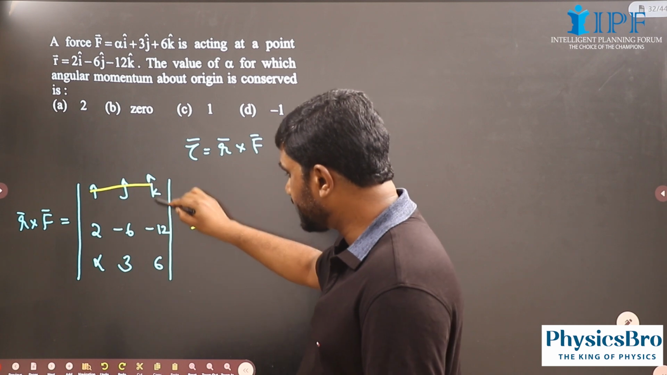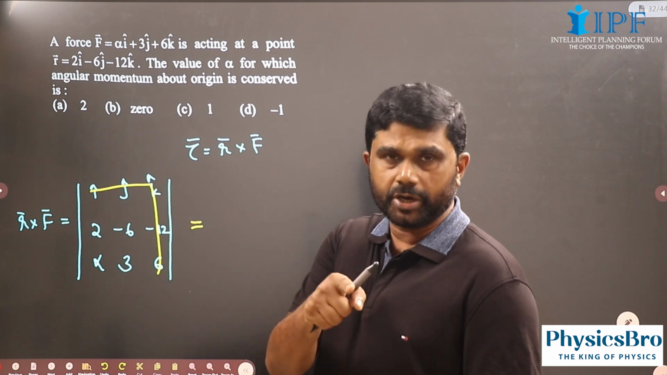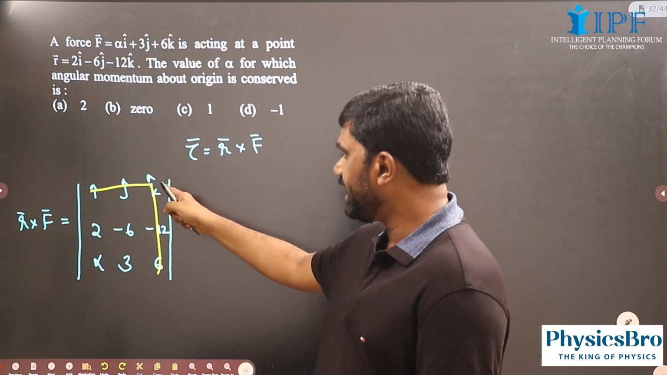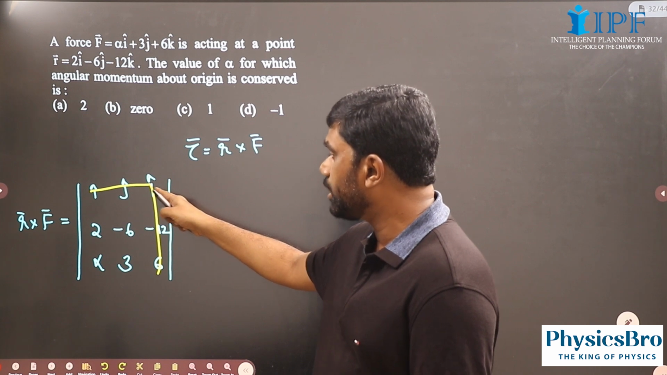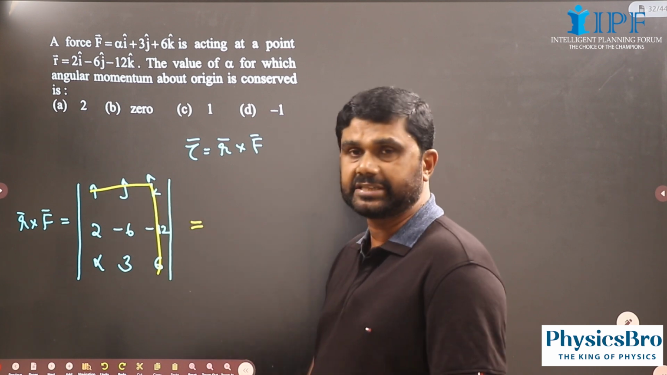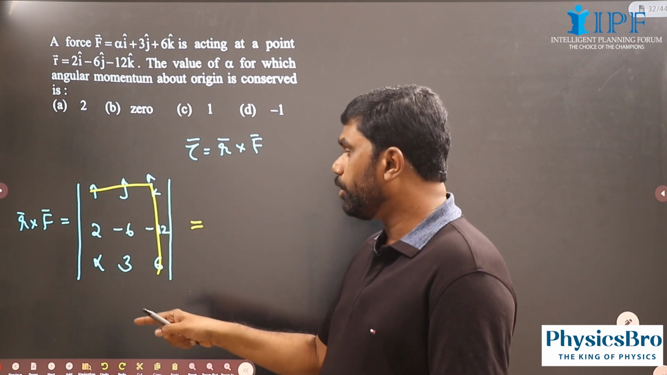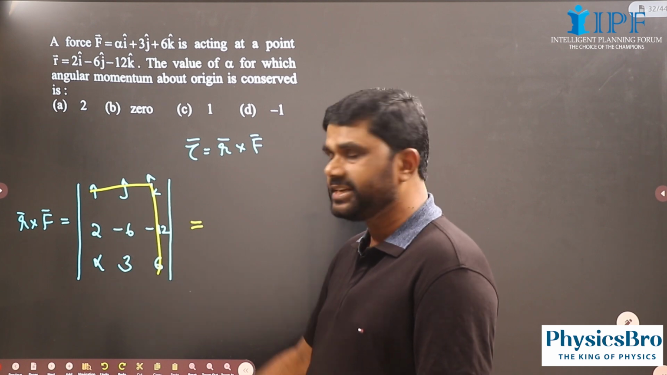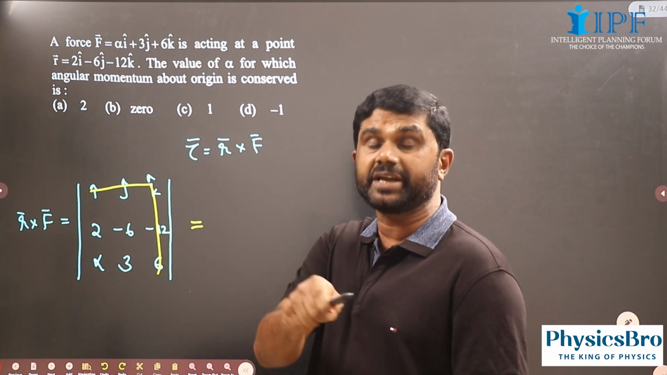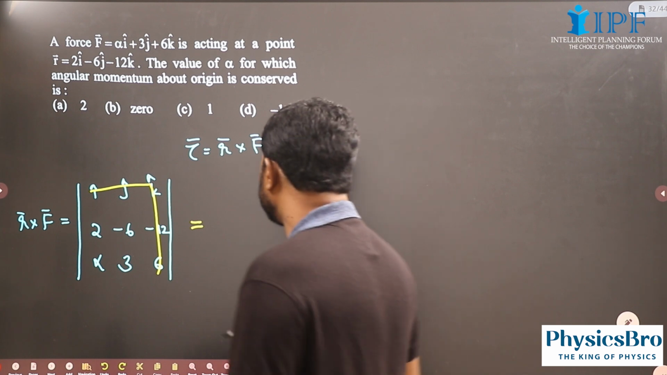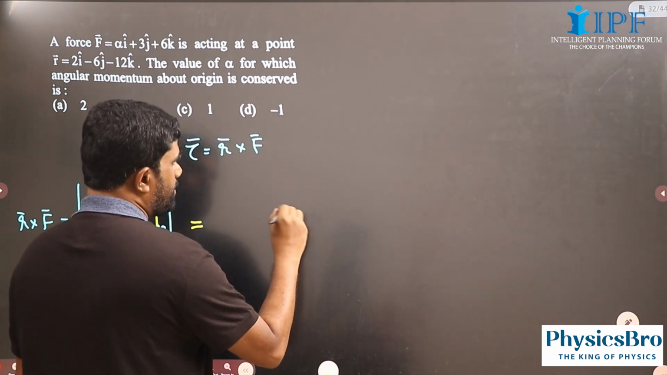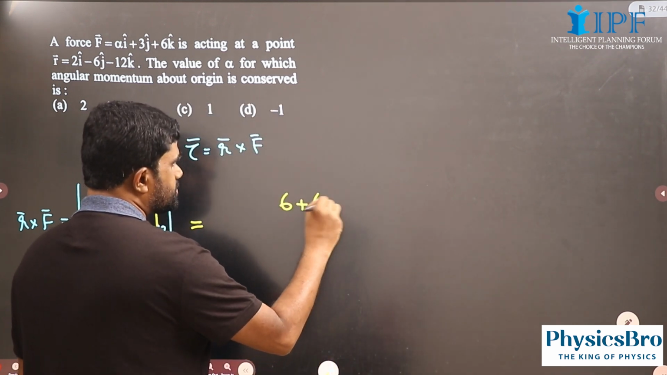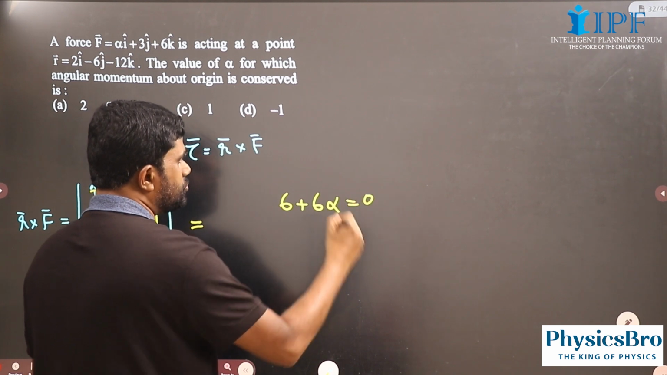Let's take the Z component or K component. So when we take this K, we have to eliminate the row and column containing that K. So the Z component of the torque will be 2 into 3, that is 6, and this is minus 6 alpha. 6 minus 6 alpha... see, Z component of the torque will be 6 plus 6 alpha. This is equal to 0.